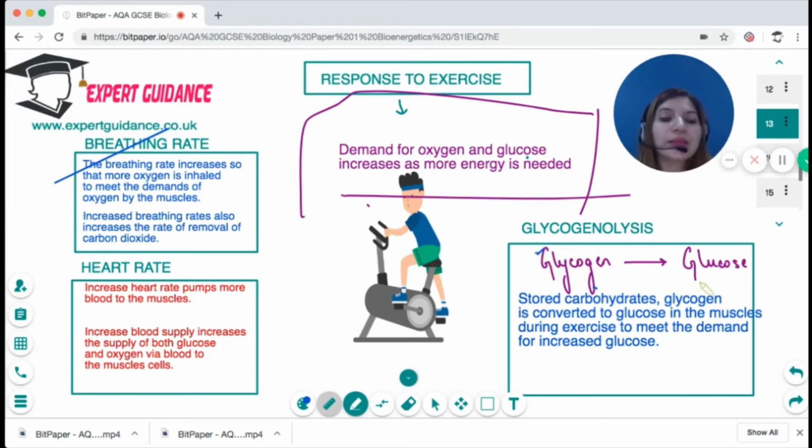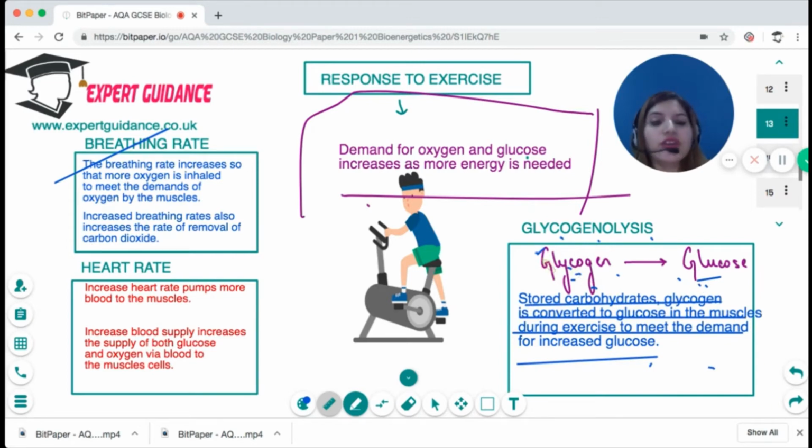So as the demand for glucose increases, the glycogen needs to be broken down back into the glucose, and this process is known as glycogenolysis. So the glycogen breakdown happens in your cells, the liver cells, to convert the glycogen, sorry, back into the glucose. So that happens in your muscles. The excess glycogen gets converted into glucose.